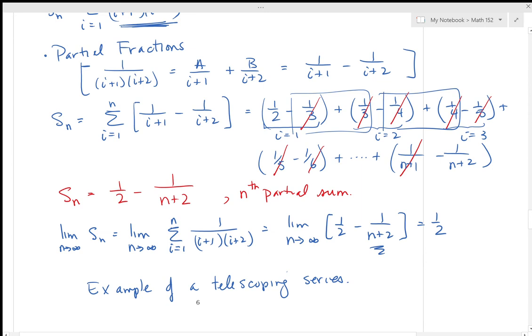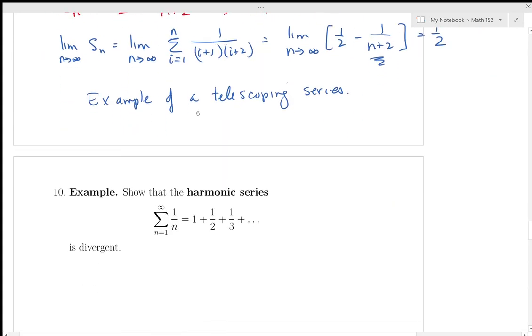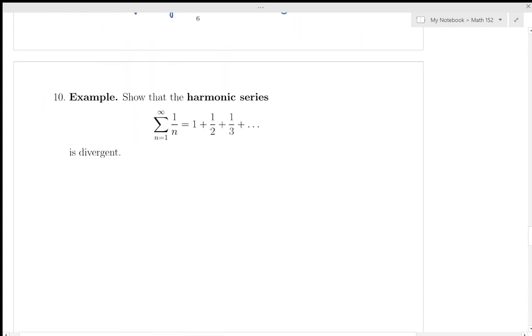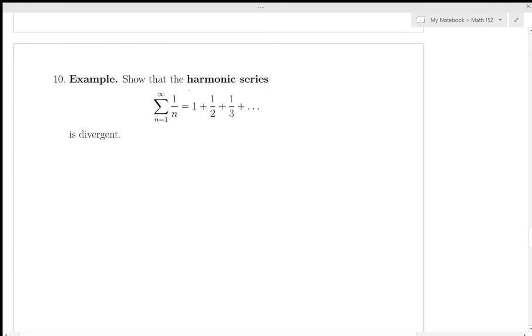Okay, the next slide. This is an incredibly important series. It's got a name. That's always a major clue that you should pay attention to something. It's got a name, and this series is called the harmonic series. Please make sure you know this.